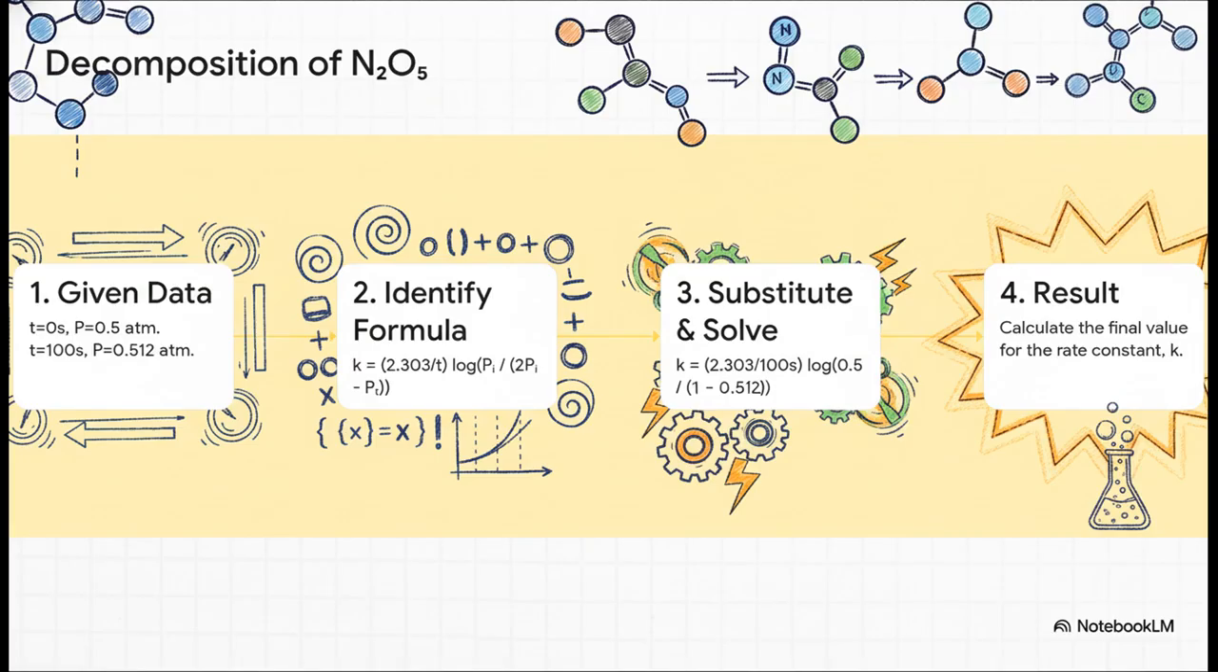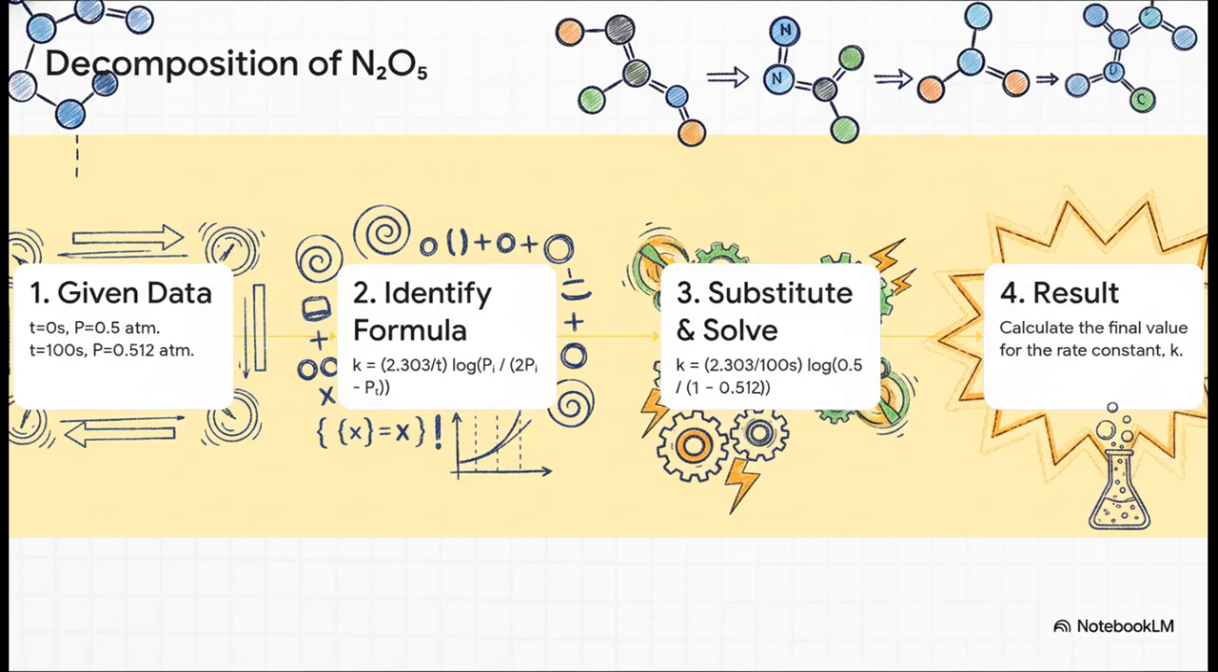Okay, here's our data. At the start, time equals 0, the pressure is 0.5 atmospheres. After 100 seconds, the total pressure has gone up to 0.512 atmospheres. Step 1. We find the right integrated rate law for a first-order gas reaction. There it is on the screen. Step 2. We just substitute our values in. t is 100, P initial is 0.5, and P at time t is 0.512. Step 3. We plug those numbers into our calculator and solve for k.